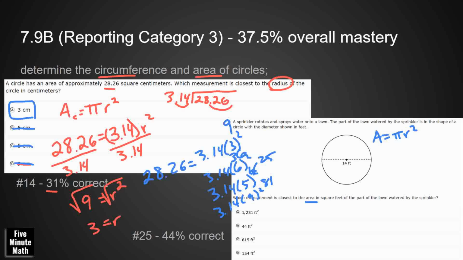So students are going to make mistakes. They're going to use the diameter, but the radius is halfway, right? So that's 7. That's also 7. So area equals pi times 7 squared, which means we're looking at 3.14 times 49. And if I estimate this right, this is 3 times 50. Look, there's only one that's close, right? That's going to be D.